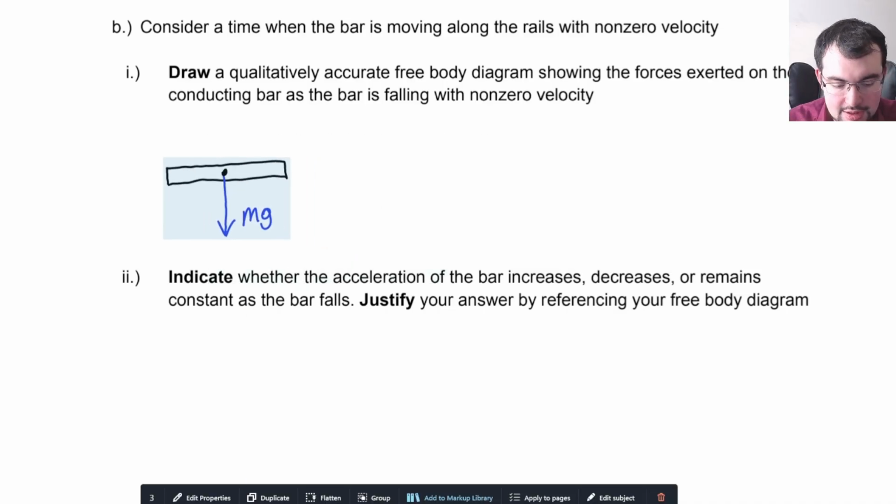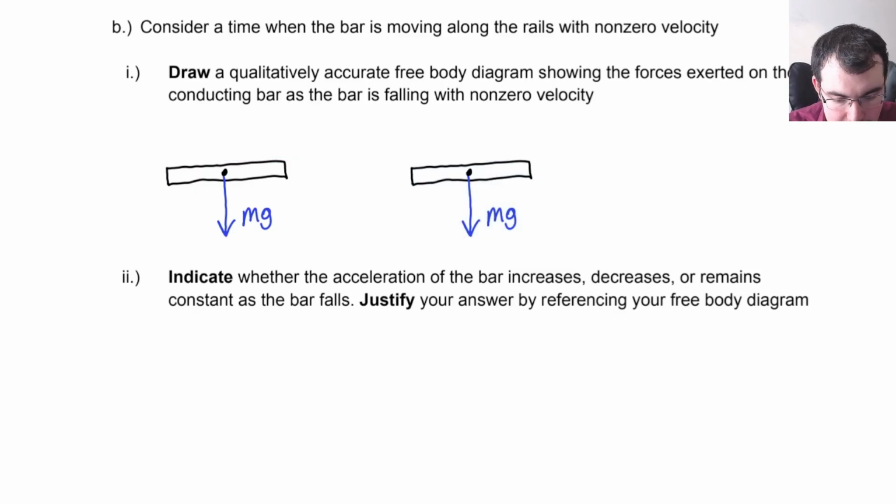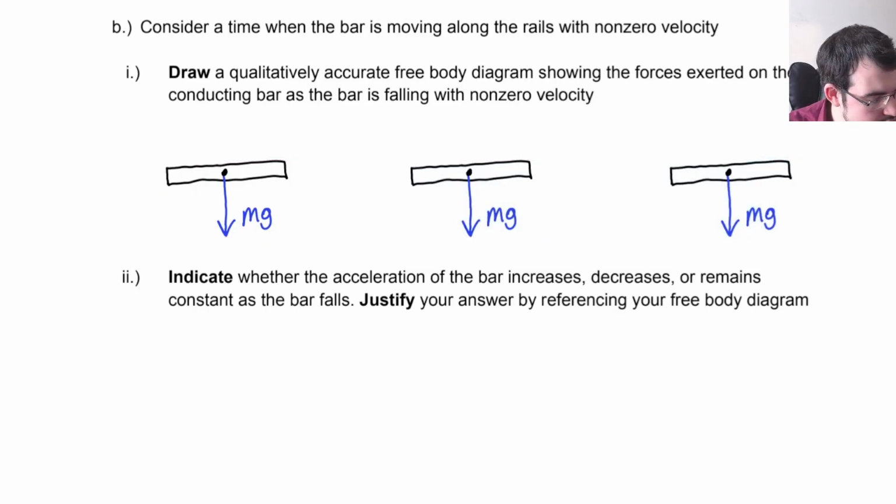All right, so at a short time, before the bar starts moving, it's getting pulled down by gravity, and that's all you got there. Then we'll look a short time later, and then we'll look a long time later. So a short time later, the bar is going to be moving, so it has a little bit of speed, and the Bill force is going to fight you a little bit.